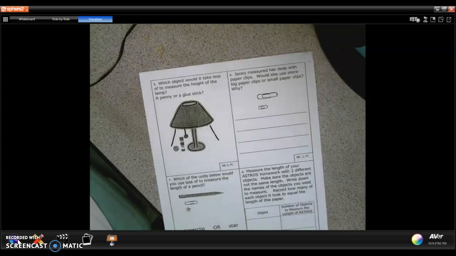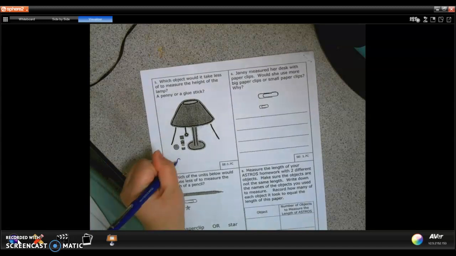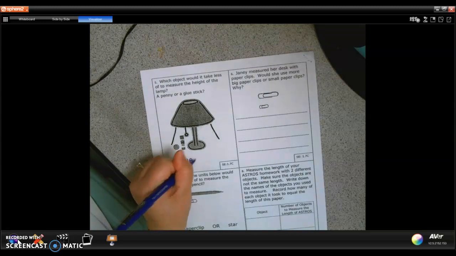Which object would it take less of to measure the height of the lamp? A penny or a glue stick? Okay, well, I know the glue stick is larger than the penny, so the answer would be glue stick.